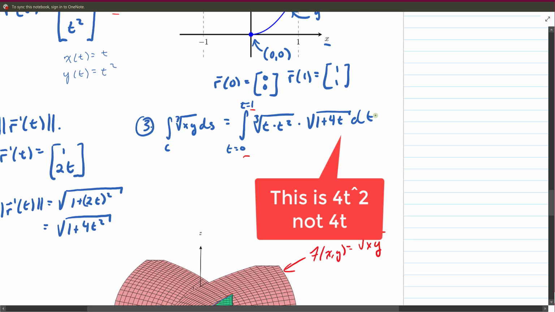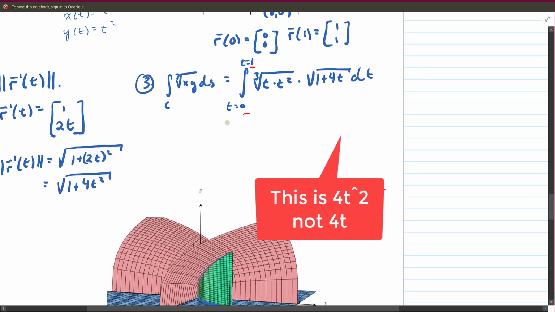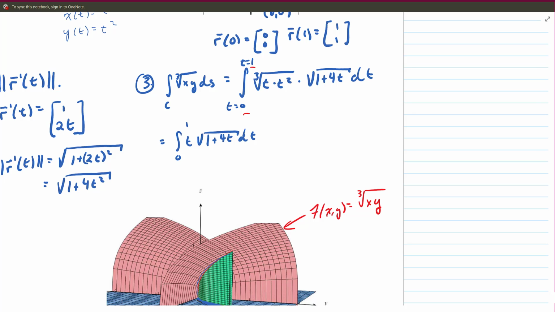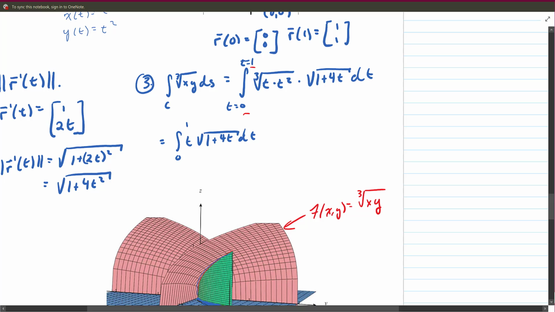So this is the integral we need to compute. Well, this cleans up pretty nicely as the integral from 0 to 1 of just t times the square root of 1 plus 4t squared dt. And folks, I dropped the squared here. That should be squared. And if we integrate that, you could do a u substitution on it if you like.